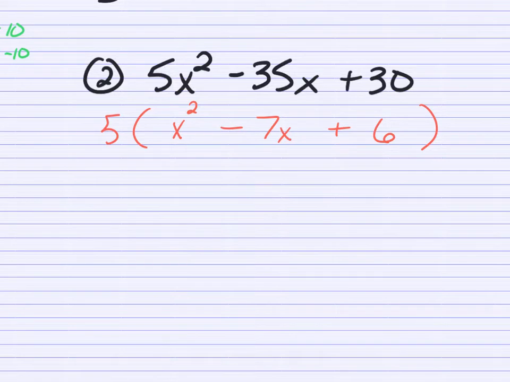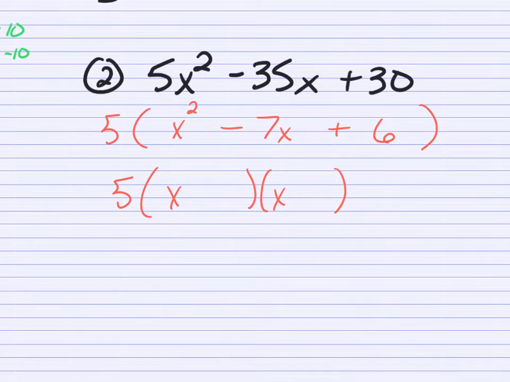Now, if you look just inside the parentheses, that should look very similar to question number 1. So I'm going to now do it just like question number 1. The only difference is I have to keep this 5 on the outside. It is now part of our answer, but it's just not part of either one of the binomials. It's on the outside getting multiplied. So again, what two numbers multiply to give me positive 6, and when you add them, you get negative 7?